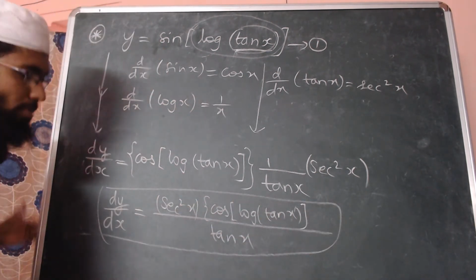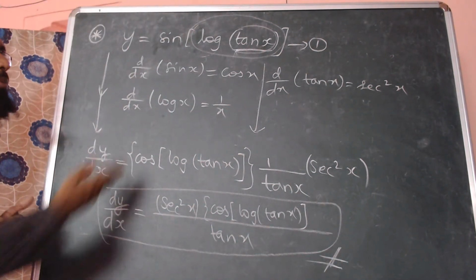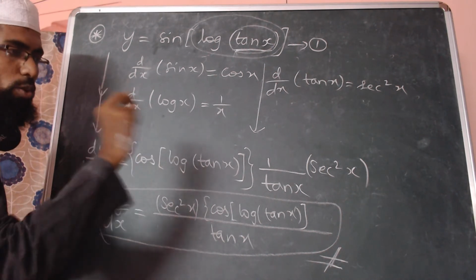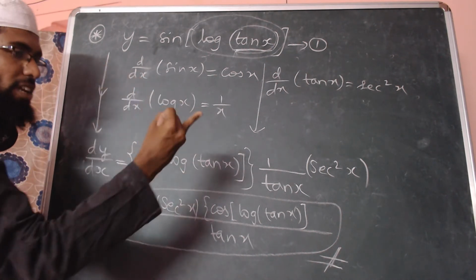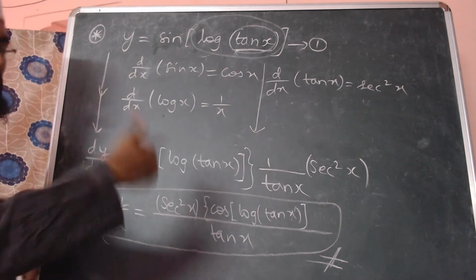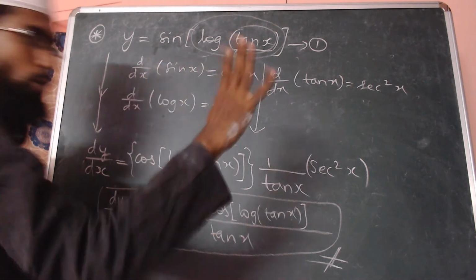That's it. This is my dy by dx. We'll see some more problems. Last case we had two functions, sine of cos x, and here sine of log of tan x. We saw three functions together, a function of a function of a function. Now we will see an example for four.